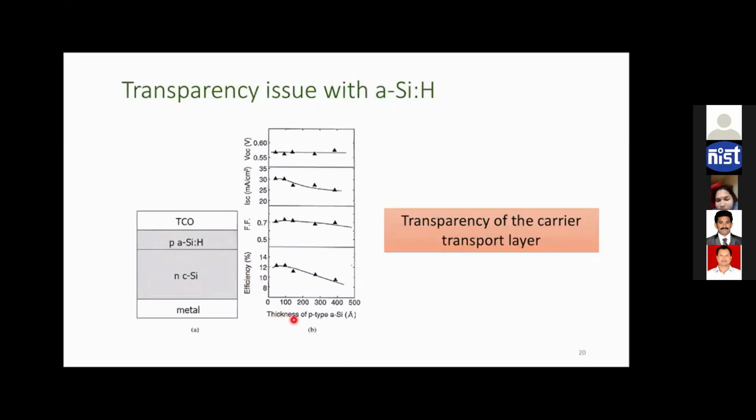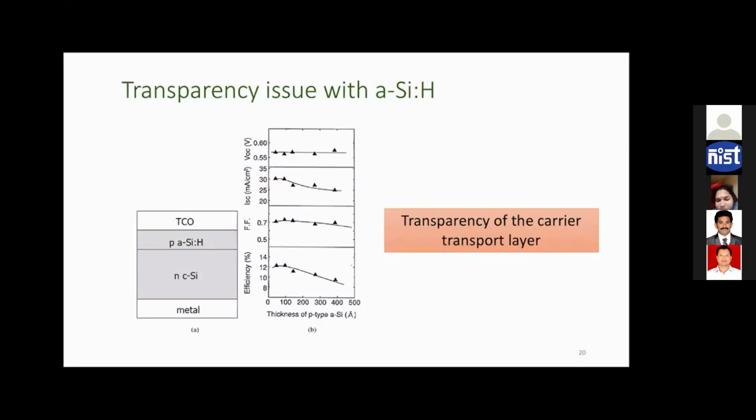So if you see this plot now, the thickness of the p amorphous silicon is plotted on the x-axis, and in this third figure, the short circuit current that we get from your solar cell is plotted on the y-axis. So this figure shows you the variation in the short circuit current as a function of the p amorphous silicon thickness. Because of the loss in absorption inside your p amorphous silicon layer, clearly the short circuit current is reducing as you increase your p amorphous silicon thickness. So there is really a transparency issue with this amorphous silicon.